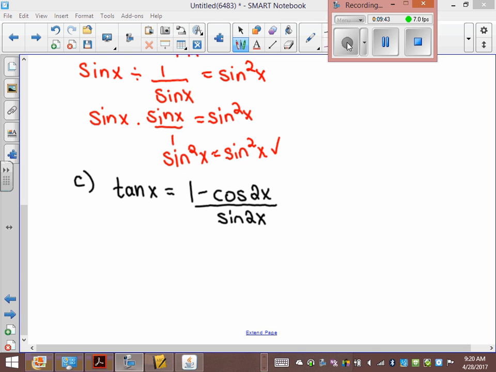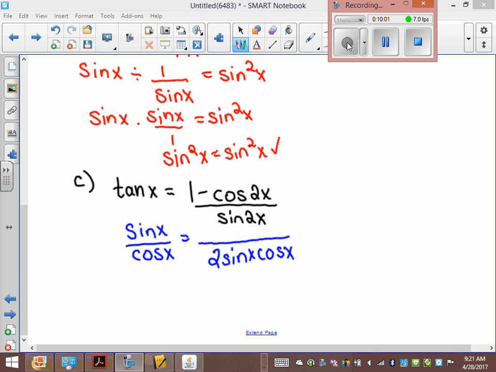So this one, tan x is sine x over cos x. And I would try and change everything to sines and cosines if possible. I'm going to do the sine 2x first because it only has one option. It's 2 sine x cos x.